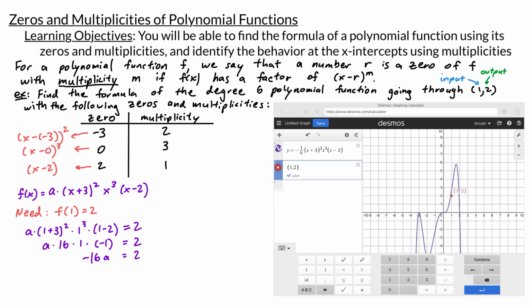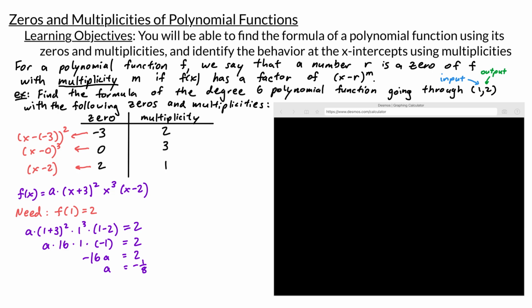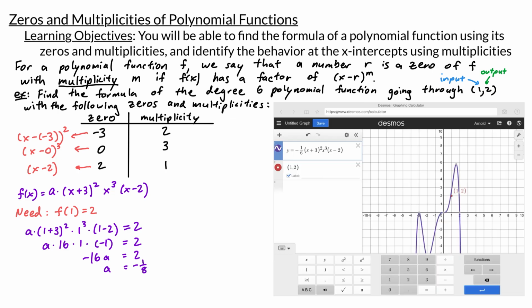And so to solve for a, we just have to divide both sides by -16. So 2 divided by -16 gives me -1/8. So what this means is that when my vertical scale is -1/8, our graph will go through the point (1, 2). Let's check this. If we go to our graph and change the vertical scale from -1/6 to -1/8, we see that our graph now passes through the point (1, 2).